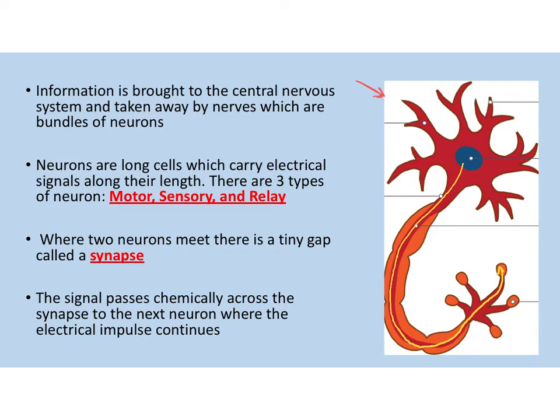And then neurons connect together. They meet at a synapse, so there is a tiny gap, and then another nerve ending would be there like that, and then the impulse would carry on through that one. So the signal passes chemically across the synapse to the next neuron where the impulse continues. So it's important to remember that word, chemically, across the synapse. Okay, so there are 3 types of neuron: motor neurons, sensory neurons, and relay neurons. So we'll look at how those work a bit more in a minute.